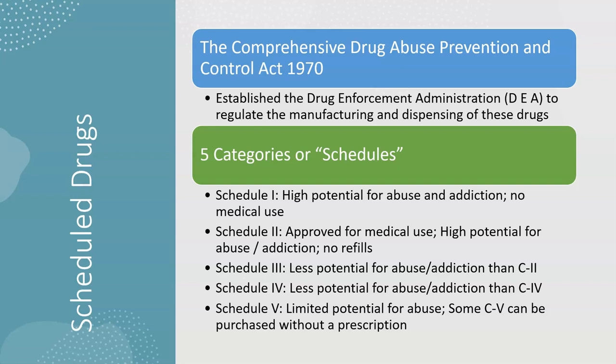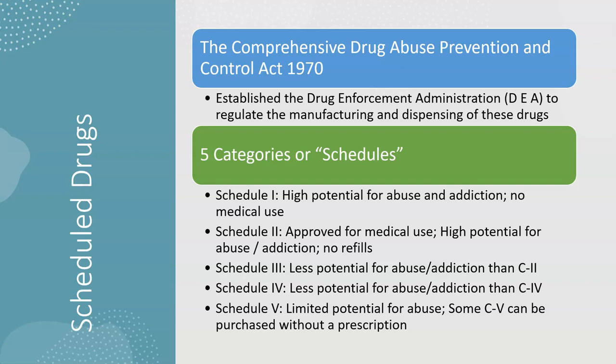Now moving into the scheduled drugs. The Comprehensive Drug Abuse Prevention and Control Act of 1970 is where we get the schedules of controlled drugs. Before this, controlled drugs didn't exist. They were just prescription medications. This act also created the Drug Enforcement Administration, the DEA, which is a judicial body.